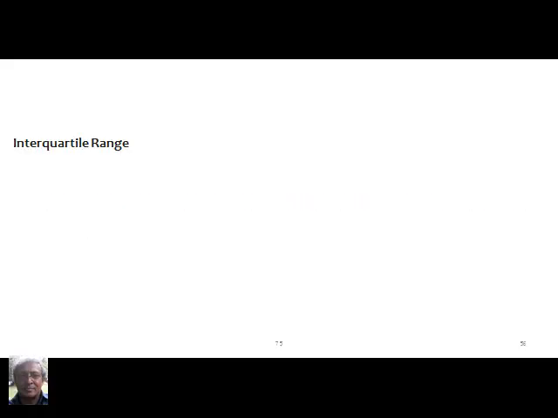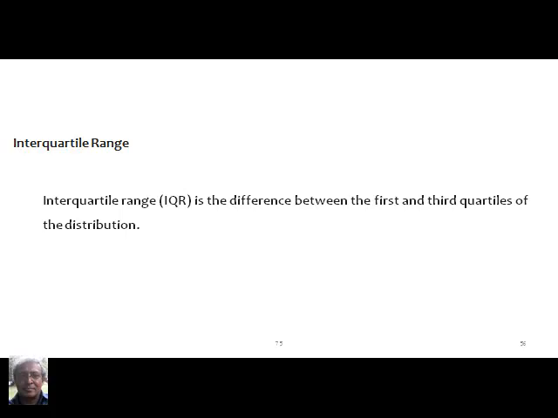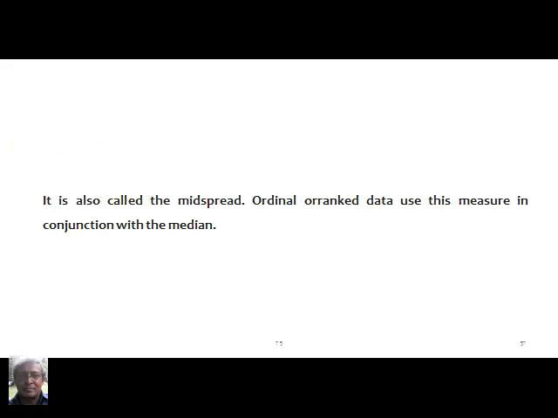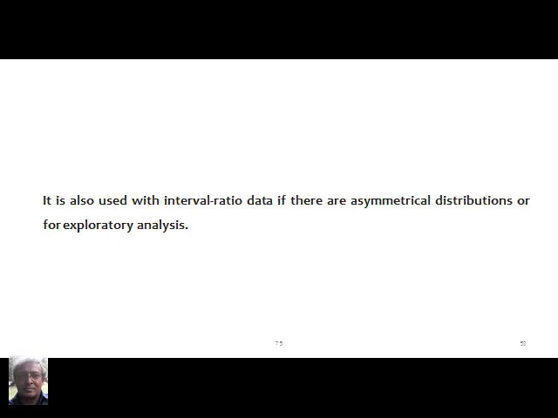Interquartile range. Interquartile range, IQR, is the difference between the first and third quartiles of the distribution. It is also called the midspread. Ordinal or ranked data use this measure in conjunction with the median. It is also used with interval ratio data if there are asymmetrical distributions or for exploratory analysis.